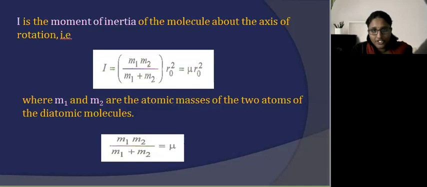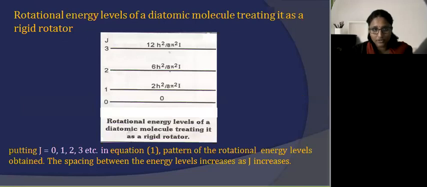The moment of inertia of two atoms is mu r naught square, where mu is the reduced mass, and for two atoms it is m1 m2 divided by m1 plus m2. The derivation of reduced mass you have already studied, so I am just showing you what mu is. Mu is the reduced mass for the two atoms of a diatomic molecule, and m1 and m2 are the atomic masses of the two atoms.